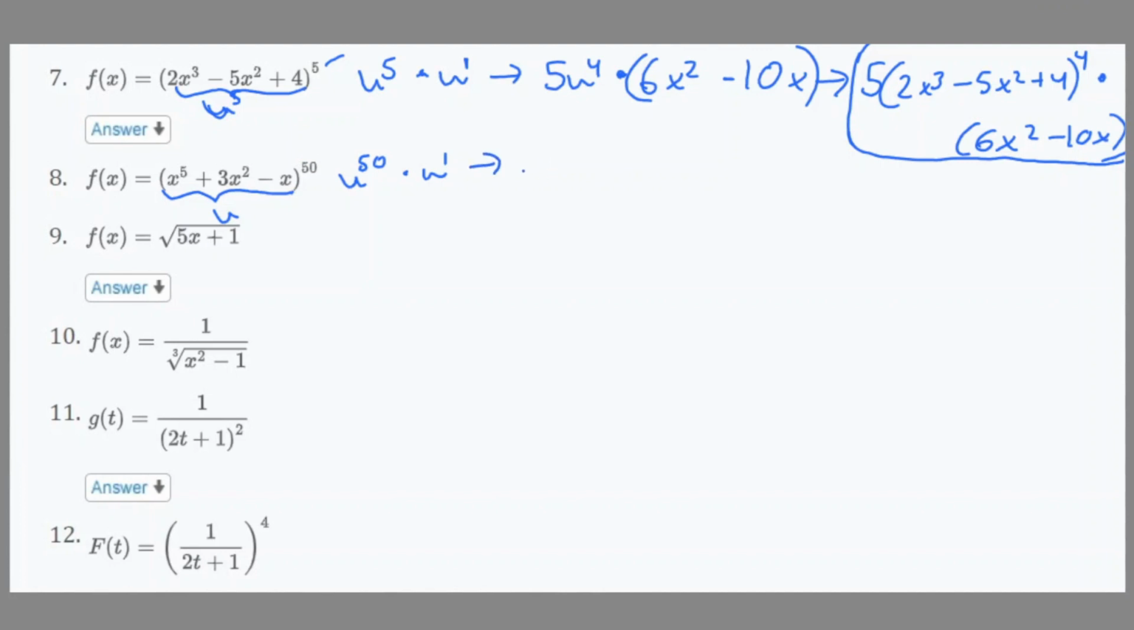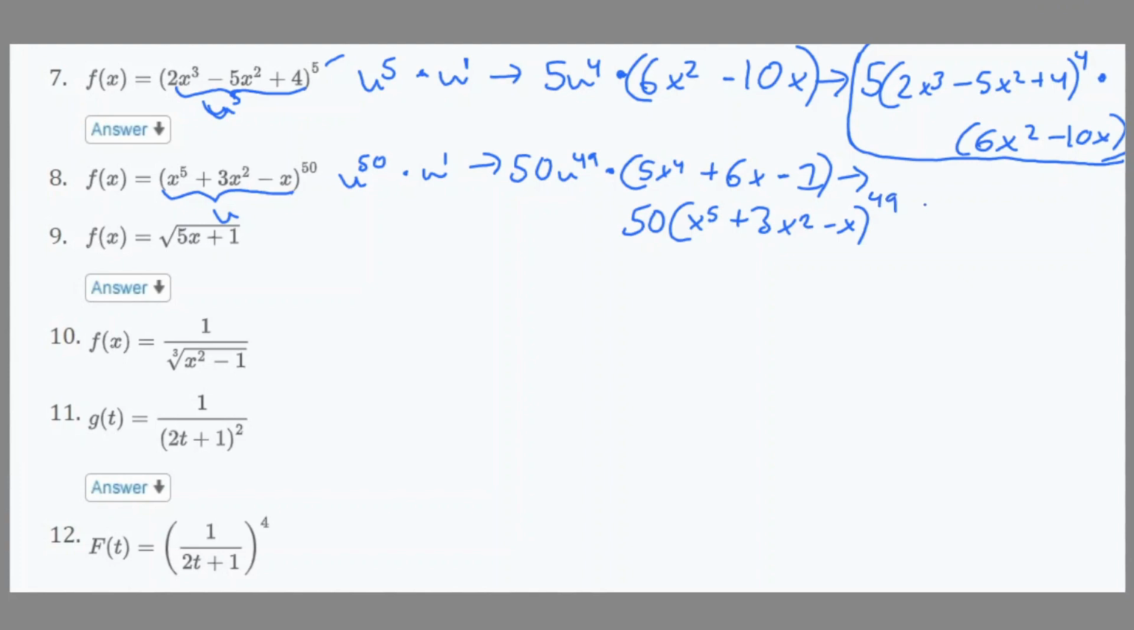So if we rewrite that out or find the derivative, we would have 50u to the power of 49 multiplied by the derivative of u, which is going to be 5x to the 4th power plus 6x minus 1. And now if we plug in u, we would have 50(x^5 + 3x^2 - x)^49 multiplied by (5x^4 + 6x - 1). And this would be our final answer for number 8.